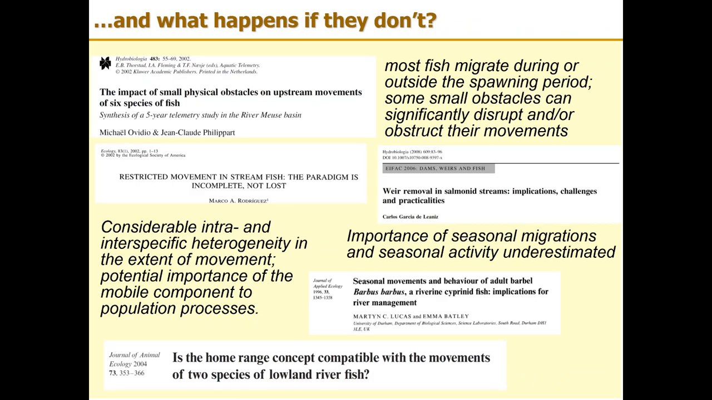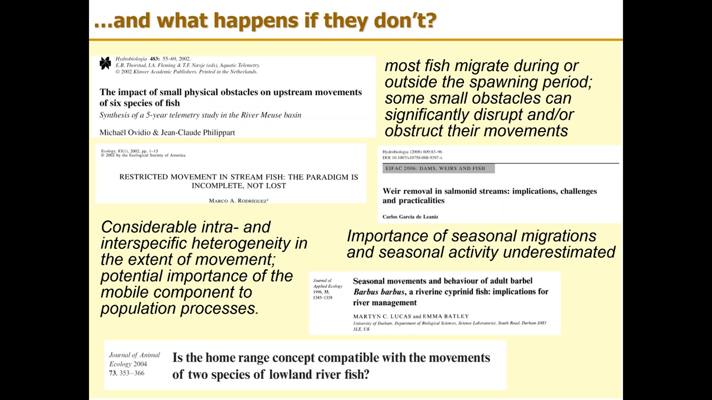Well, I think that mounting evidence is accumulating in the last few years to suggest that even species that are regarded as resident can suffer a lot if they are prevented from moving. So it has been determined that the importance of seasonal migrations and seasonal activity has been grossly underestimated, and that even amongst resident populations, or the resident component of a population, there is a substantial degree of intraspecific heterogeneity in movement, and that this mobile component is critically important for maintaining the fitness and the resilience of populations. Okay, so it's very, very important to remember, as I said, that it is not just migratory fish that need to move in fresh water.